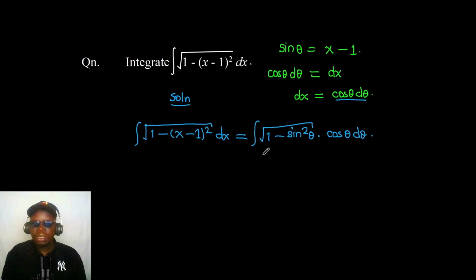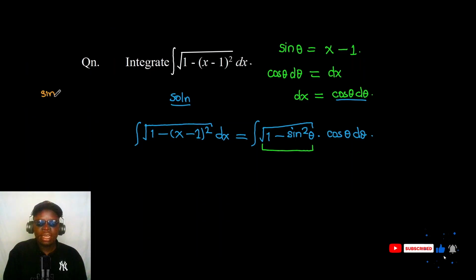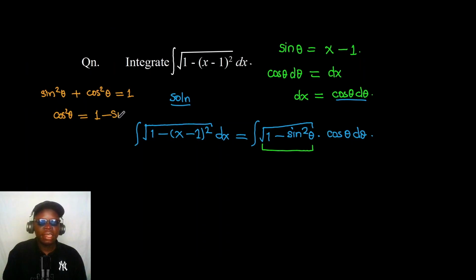But wait a minute, what is this expression equal to? From grade 11, we learned that if you have sine square theta and you add this to cos square theta, this is always equal to 1. But we need to make cos theta the subject. Now, when I have cos square theta equals 1 minus sine square theta, I will have that.